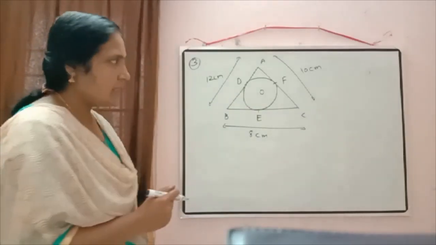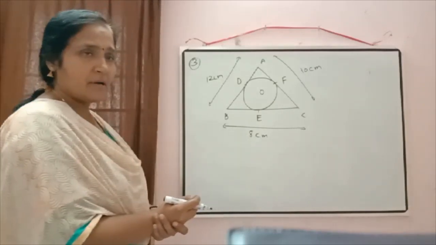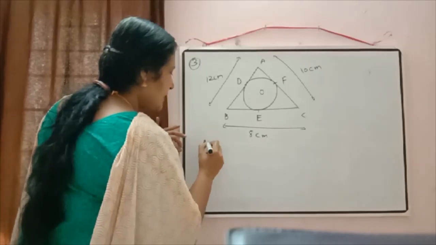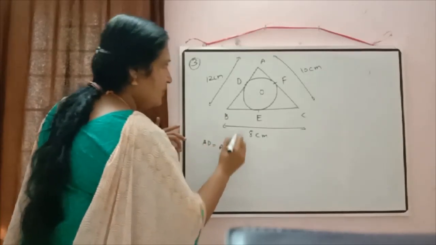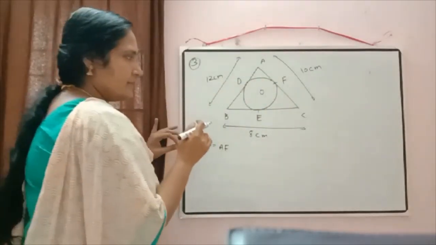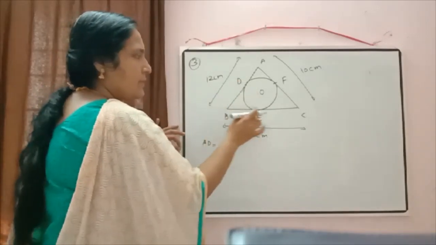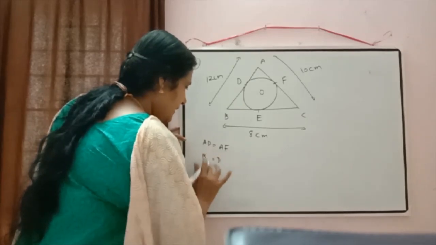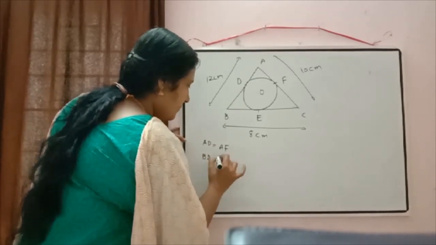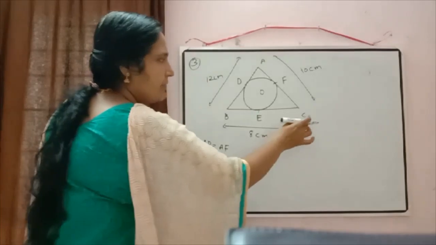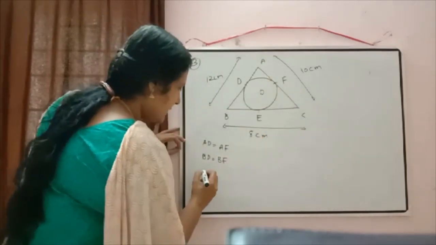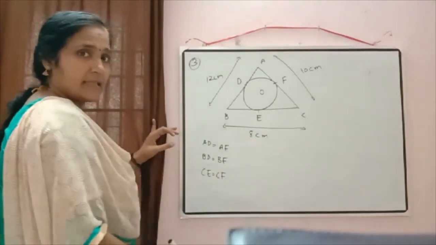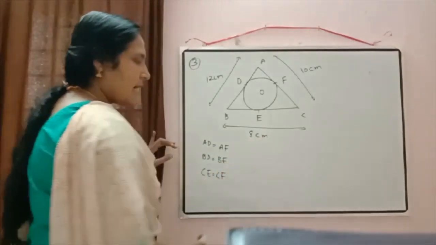So again, what can we do? First we can use the property of tangents there. What will come according to the property of tangent? AD will be equal to AF, correct? Then similarly BD will be equal to BE. And then one more, we have CE is equal to CF. Here you can write down the reason there: lengths of the tangents are equal.